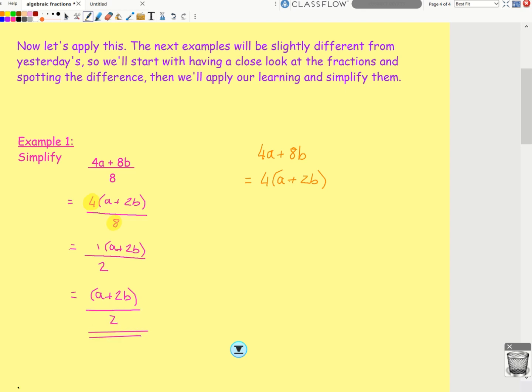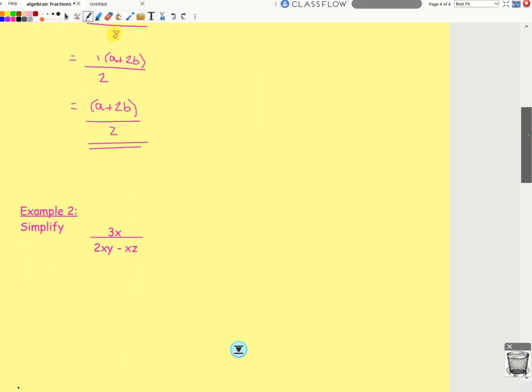Okay, if you wanted to do that orange bit of working in here, you absolutely can. I just think it complicates things a little bit more, so I just do my thinking over at the side there. So let's have a wee shot at example number 2.